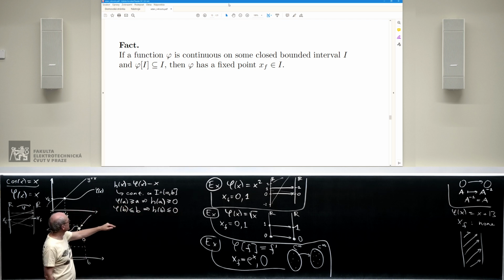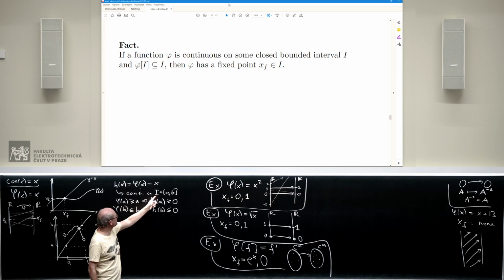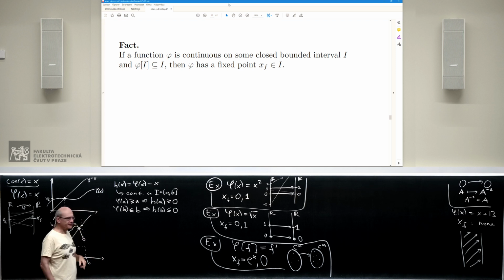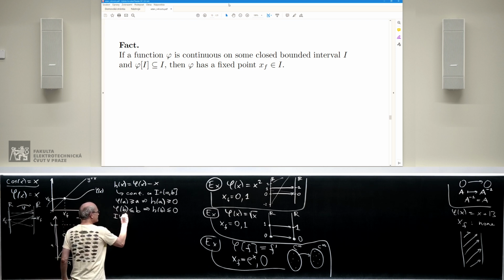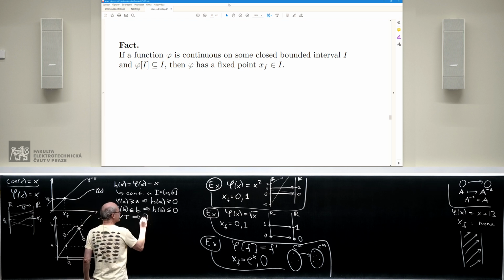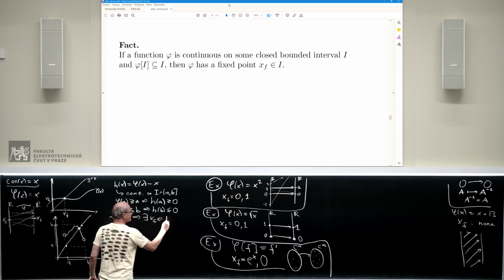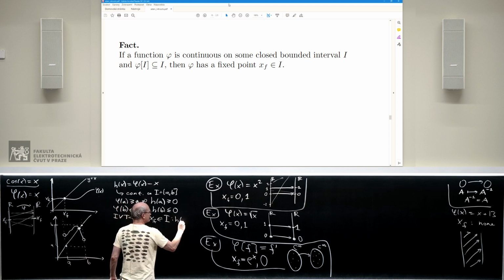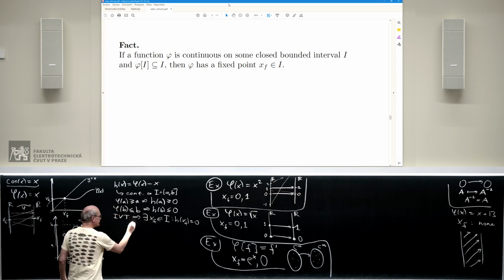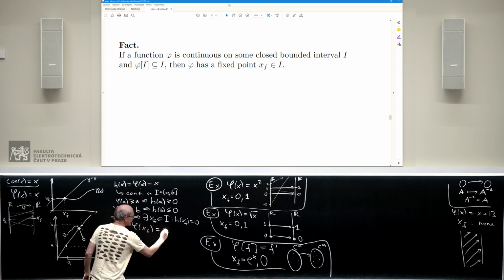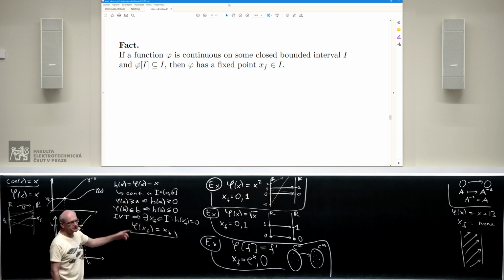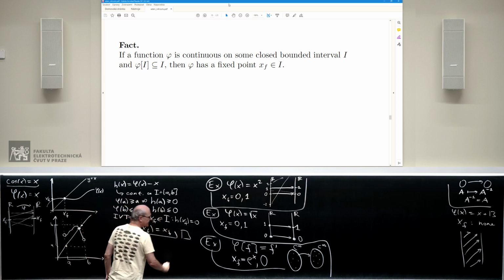So now we have a function h, continuous on the interval AB, and it's greater than or equal to 0 at the left endpoint, and less than or equal to 0 at the right endpoint. And there is something which is called the intermediate value theorem, IVT, and it says that there must be some number, xf, in the interval I, such that h of xf is 0. But h of xf being 0 simply means that phi of xf is xf. And we are done. So that's actually a very simple proof of our theorem.